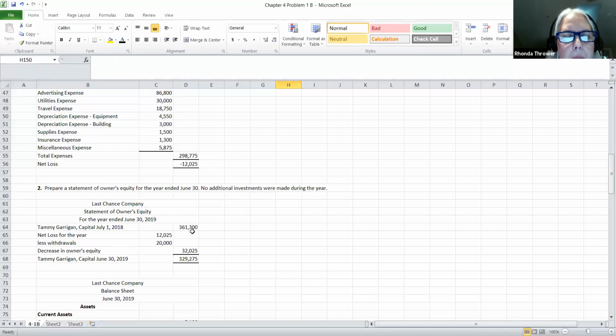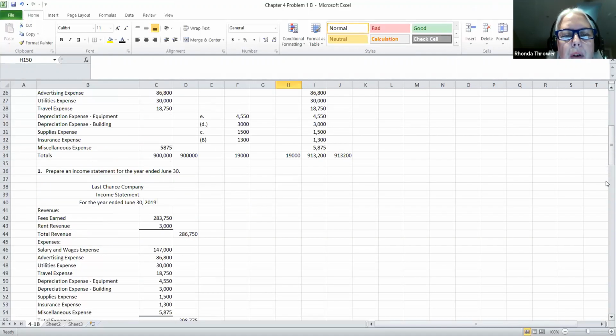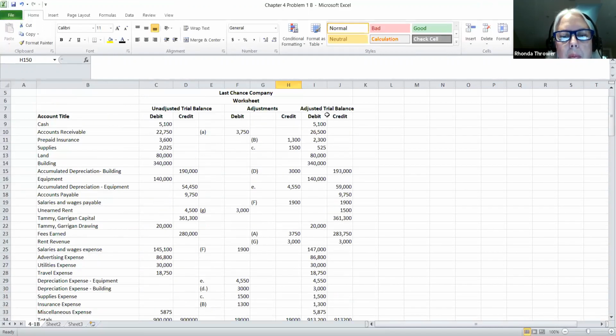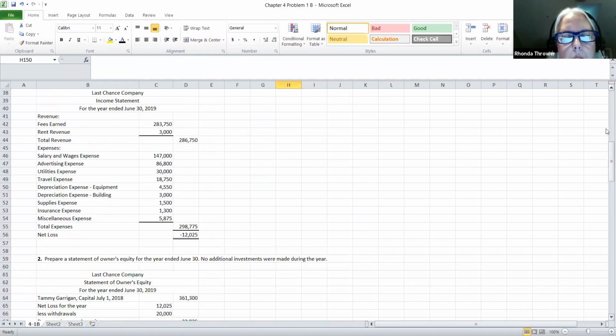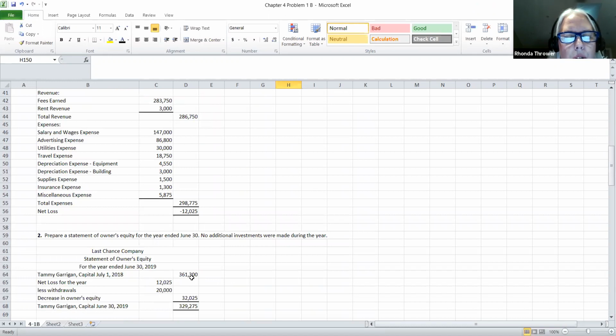And we get this amount here, $361,300, from our adjusted trial balance from up above. So all your financial statement amounts come from the adjusted trial balance. This is the capital that we're referring to, and the adjusted trial balance had in it $361,300. So that's your beginning amount of owner's equity that you're starting with. It's your beginning capital balance.